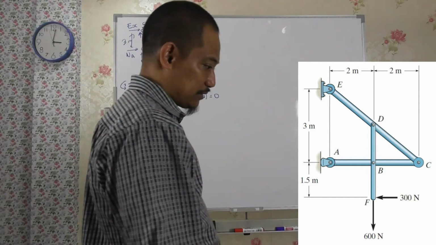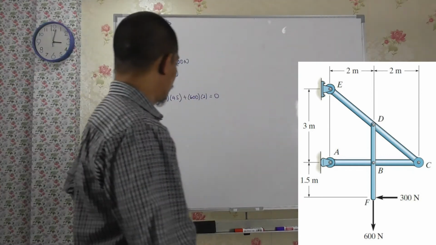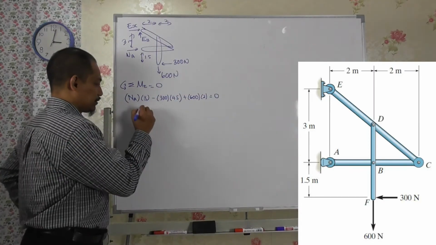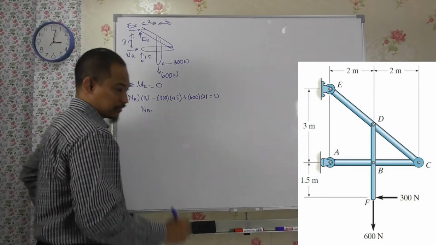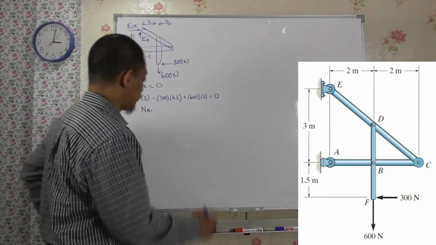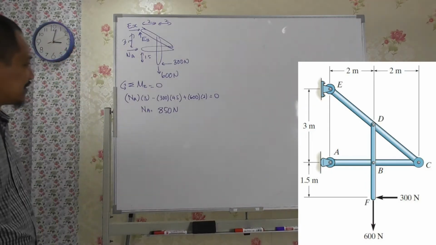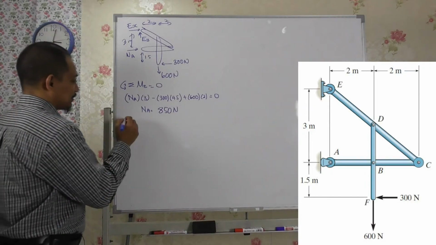So NA3 600 to 300 4.5. If you calculate this, if my calculation is correct, you get 850 Newton. Having established that, the rest is just x and y, right?